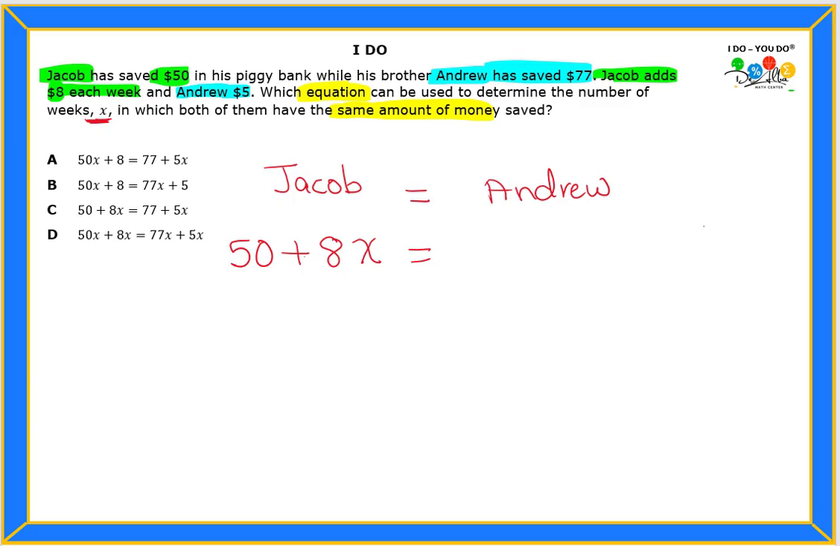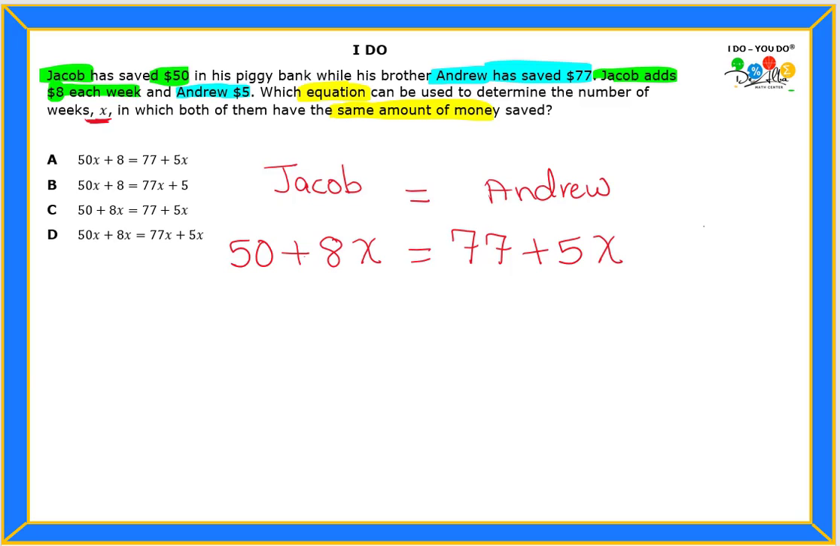Okay, now look at Andrew. Well, Andrew started with how much money? $77, but he's also adding, right? But he's adding only $5 a week, so that will be 5x. And believe it or not, that's all we need to do.